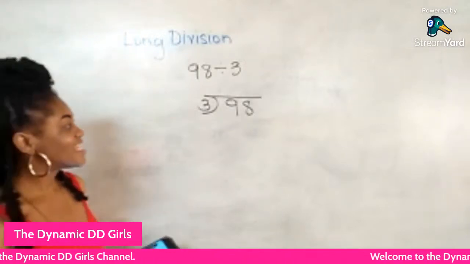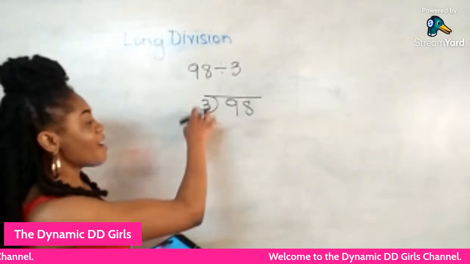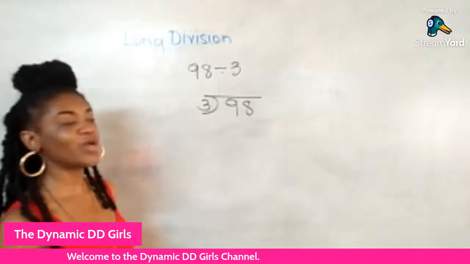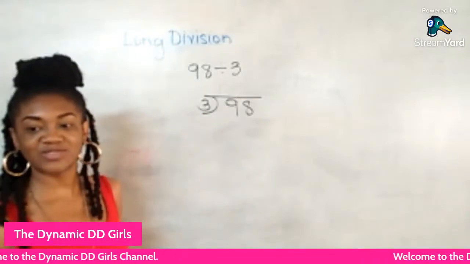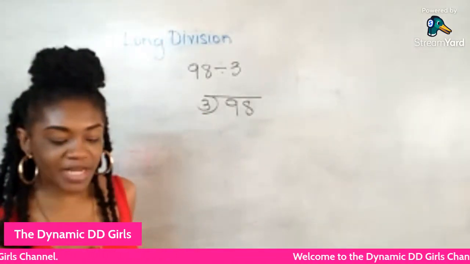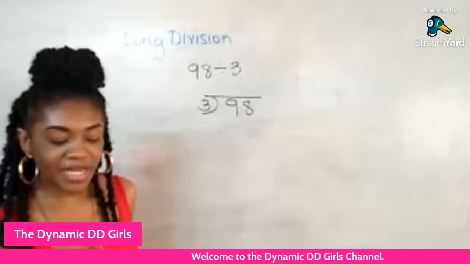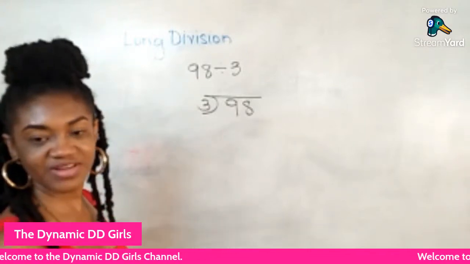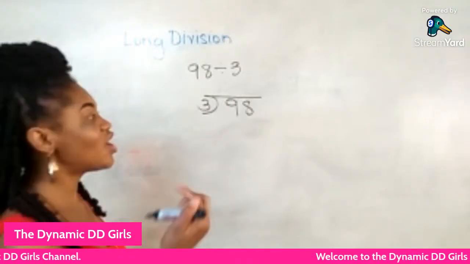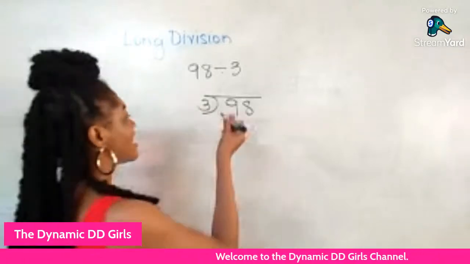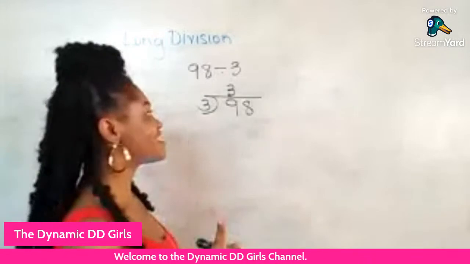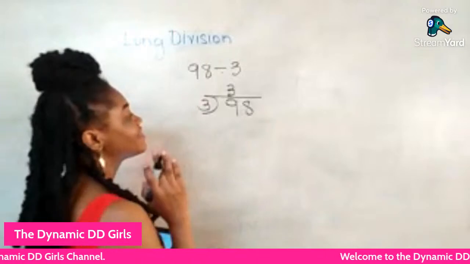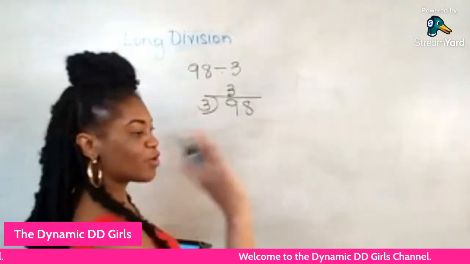All right, so look at this now. 3 into 9. How many groups of 3 can you get from that? We're using our 3 times table to do this one. So when you look in your 3 times table now, you see 3 ones are 3, 3 twos are 6, 3 threes are 9. So you can only get 3 groups of 3s from 9. All right? So that is what we do when we say we are dividing.